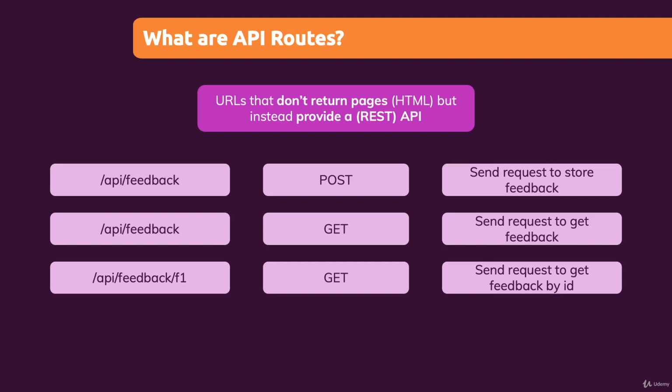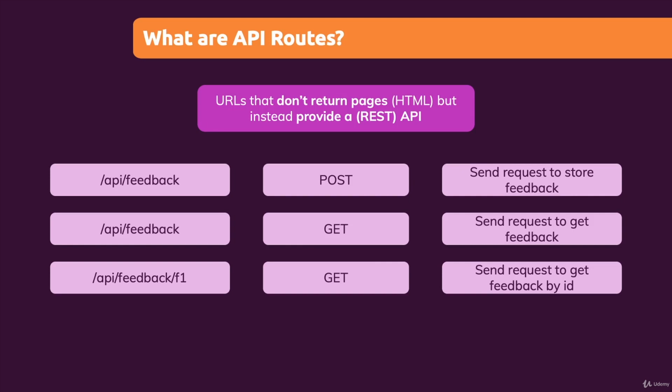For example, for a POST request sent to /api/feedback, we might expect some data to be sent along with that incoming request, some feedback data entered by a user, and then when that request hits our API, we extract that data from the request and store it in a database. If a GET request reaches that same URL, we instead might want to fetch data from a database and send that back, but not as a HTML page, but instead as raw data in that JSON format.